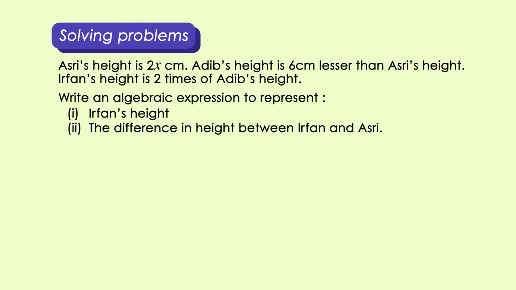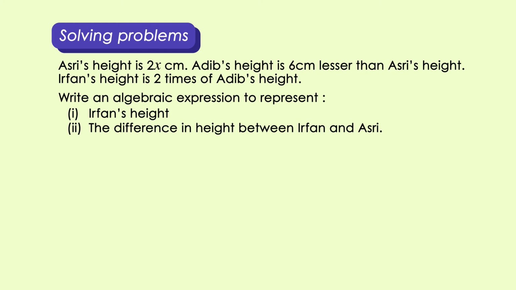Boys and girls, let us move on to our second problem solving question. Azri's height is 2x cm. Adib's height is 6 cm less than Azri's height. Irfan's height is 2 times Adib's height. Write an algebraic expression to represent Irfan's height, and the difference in height between Irfan and Azri. Please give it a try. This is the solution to the problem.